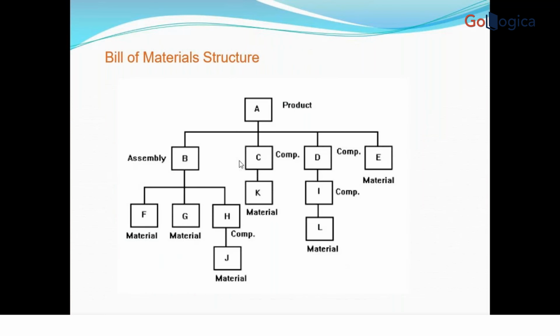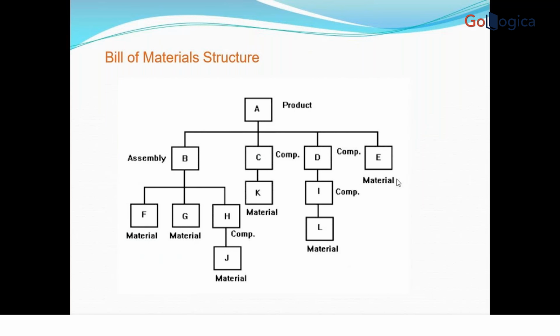A is a product. B is an assembled item. Under B, there's F, G, H or whatever it is; we can assemble it, correct. And then under A, C is a component. Component is similar to your item only, similar to a component item, which will be actual parts.